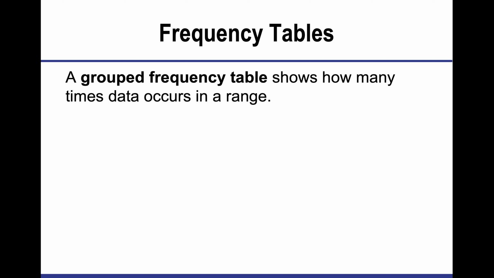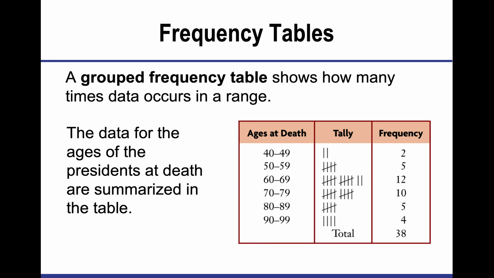Moving on from stem and leaf plots, we have what we call a grouped frequency table, which is a similar concept, but not exactly the same. This shows how many times data occurs in a range of values. The data for the ages of the presidents at death is summarized in this table slightly differently. You'll notice a grouped frequency table uses the tally marks that we just saw in the previous thing.